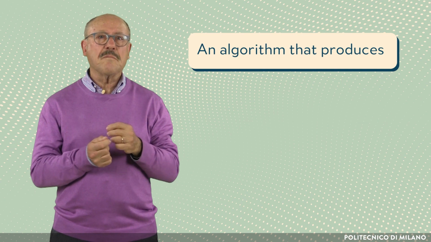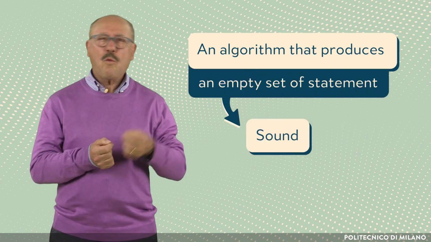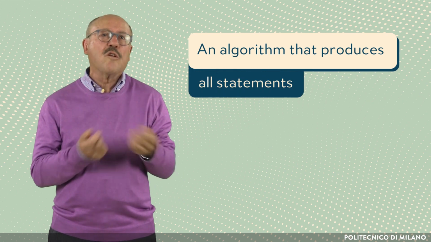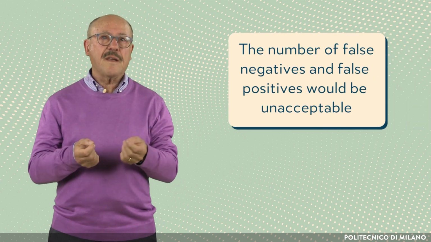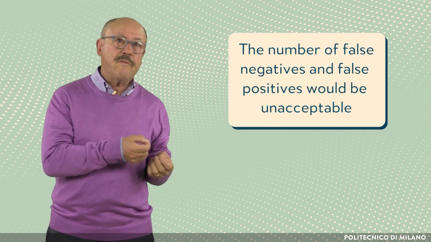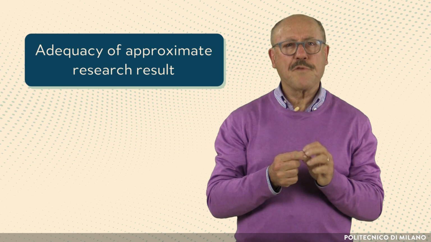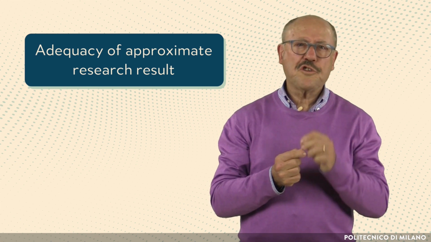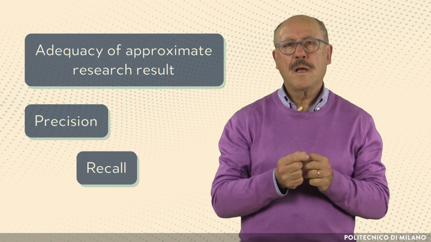Notice that an algorithm that always produces an empty set of statements would be sound, while an algorithm that always produces all statements would be complete. However, these two cases, with the number of false negatives and false positives respectively, would be unacceptable. How can we reason about the adequacy of an approximate research result? Two notions are commonly used for this purpose: precision and recall.